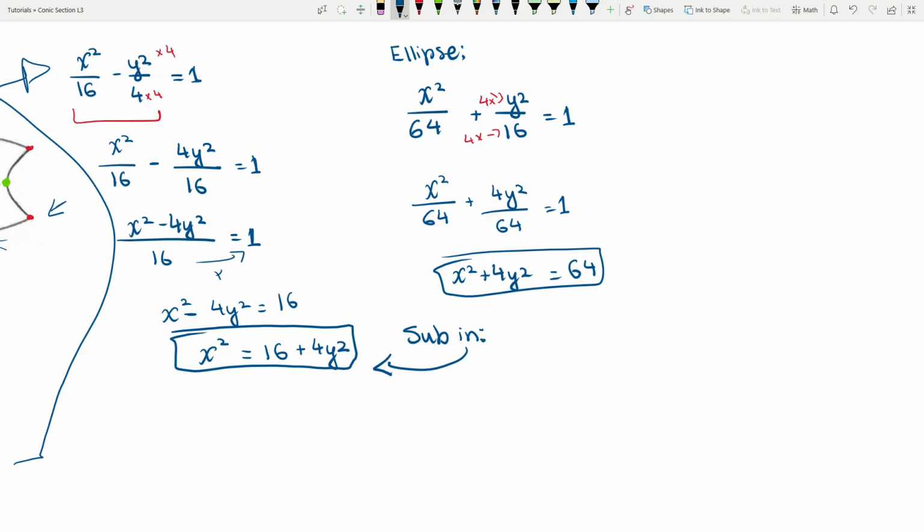Now sub in that equation. So x squared is 16 plus 4y squared. We are bringing this from here. Okay? And now we bring in this equation, plus 4y squared equals 64. This becomes 8y squared, and 64 equal to 64 minus 16.